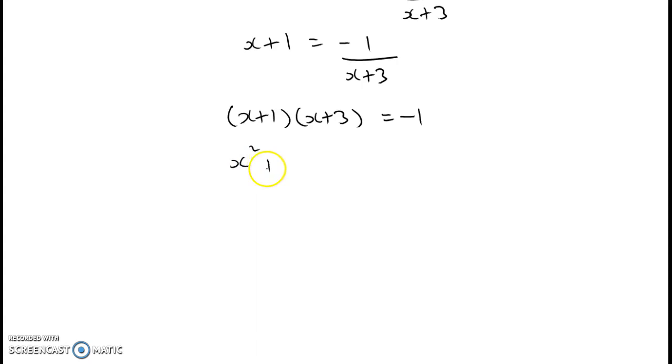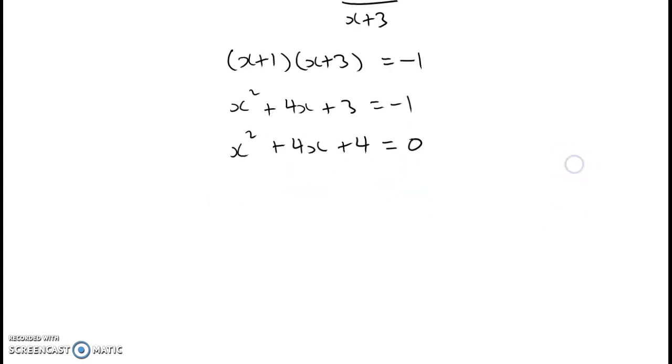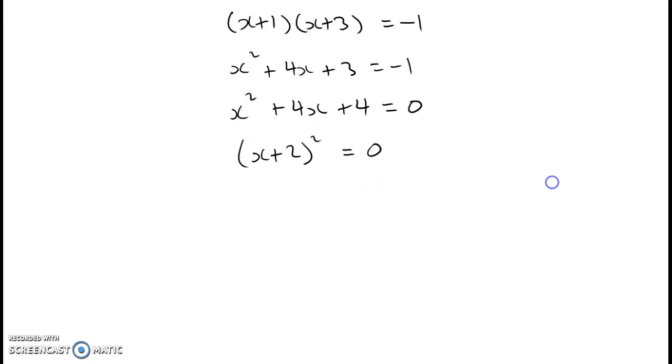Expand that out, x squared plus 4x plus 3 equals minus 1. Bring the minus 1 over, x squared plus 4x plus 4 equals 0. And you'll find that we've got a perfect square, x plus 2 all squared equals 0. So x equals minus 2. So that's our x-intercept.